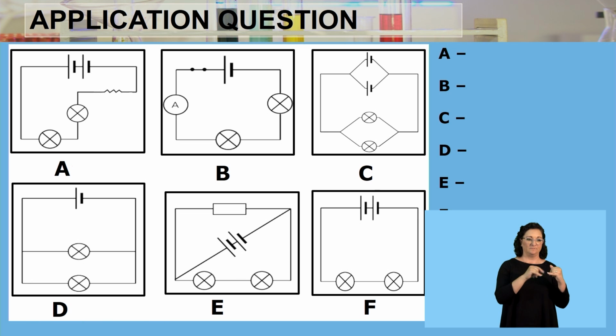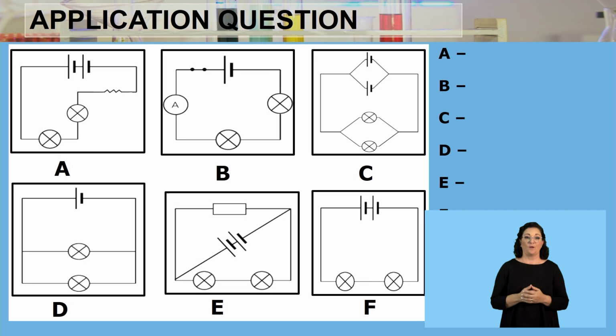Remember, for a circuit to be connected in series, that means the components must be connected one after the other, and there's only one pathway for the current to take. However, if it's in parallel, the components are going to be connected in parallel, meaning that there's going to be more than one pathway for the current to follow.